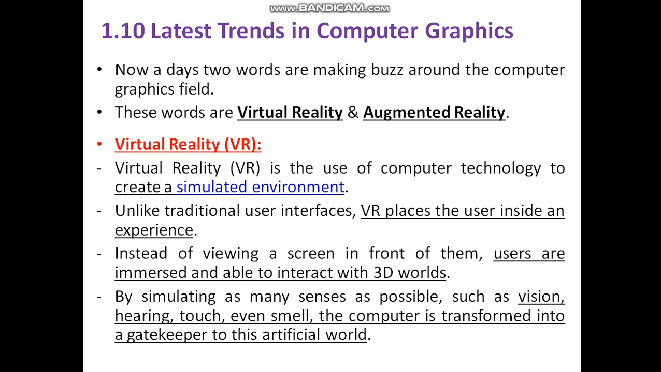A virtual reality may be artificial, such as animated scenes, or an actual place that has been photographed and included in a virtual reality app. Instead of viewing a screen in front of them, users are immersed and able to interact with 3D worlds.